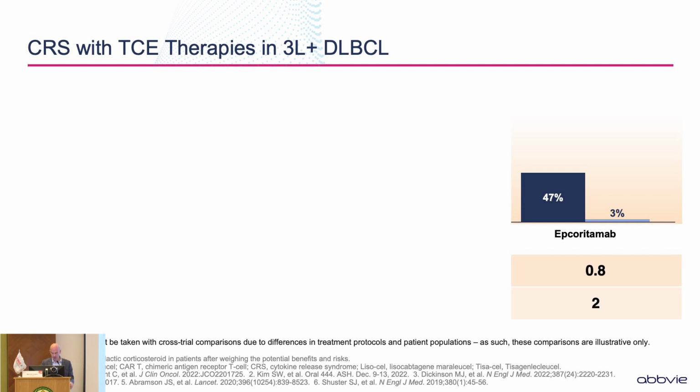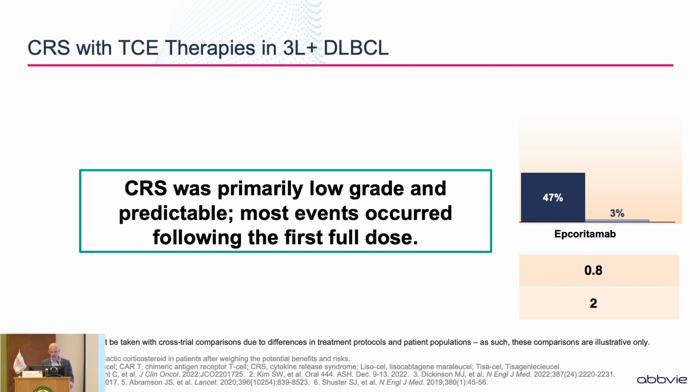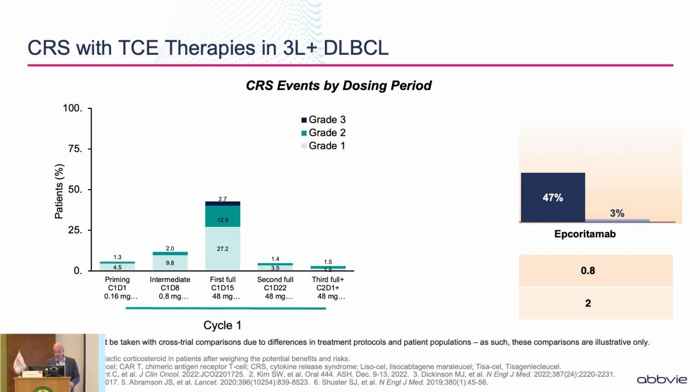So there's the epcoritamab data, and again, just to highlight this in more detail, cytokine release syndrome in the GENO-1 study, which is the epcoritamab study I spoke through yesterday, is usually low grade and predictable, and the vast majority of CRS events occur following the first full dose. And this slide that I showed you yesterday illustrates that. So as I'm sure you remember from the epcoritamab dosing schedule, the first full dose is on cycle 1, day 15, and if patients get CRS, this is by far the most common time point to get it.